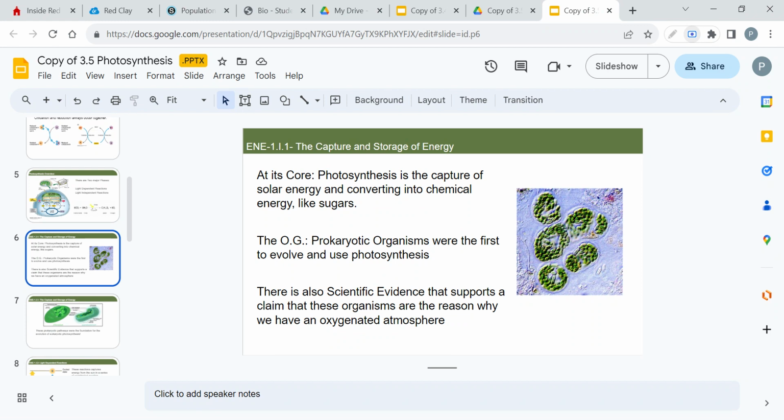There were prokaryotic organisms that evolved to basically do photosynthesis. There's scientific evidence claiming that this is why it happened. There was no oxygen in the atmosphere beforehand because we need oxygen to do cellular respiration. So there's a bit of weird evolution and history of life on Earth, and I don't want to go too far into the weeds. A lot of people think, what came first, the plant or the animal? It's actually an interesting thought experiment.